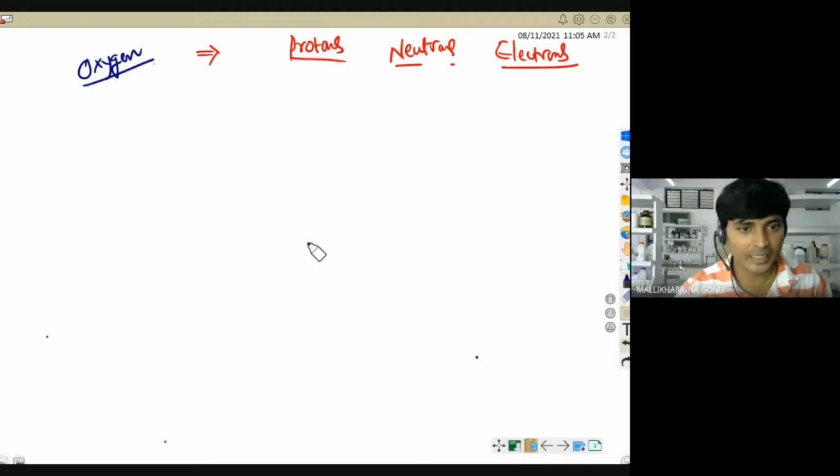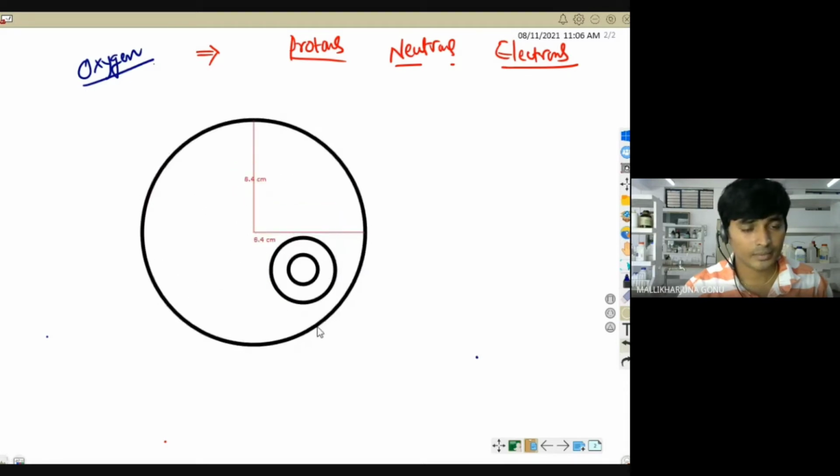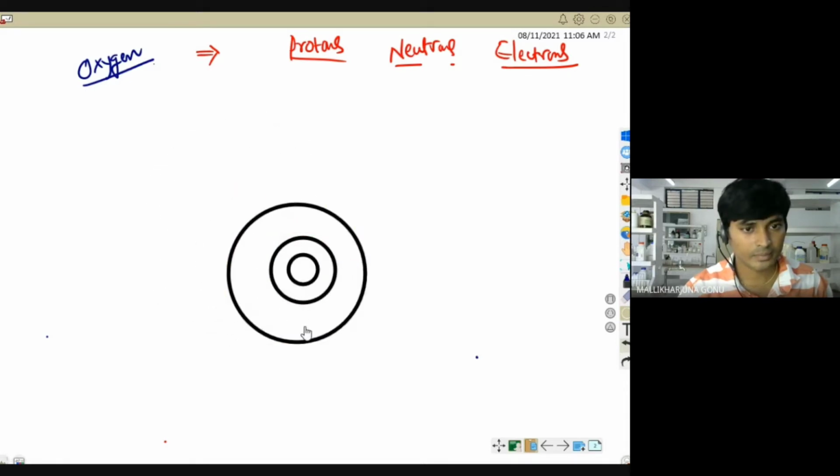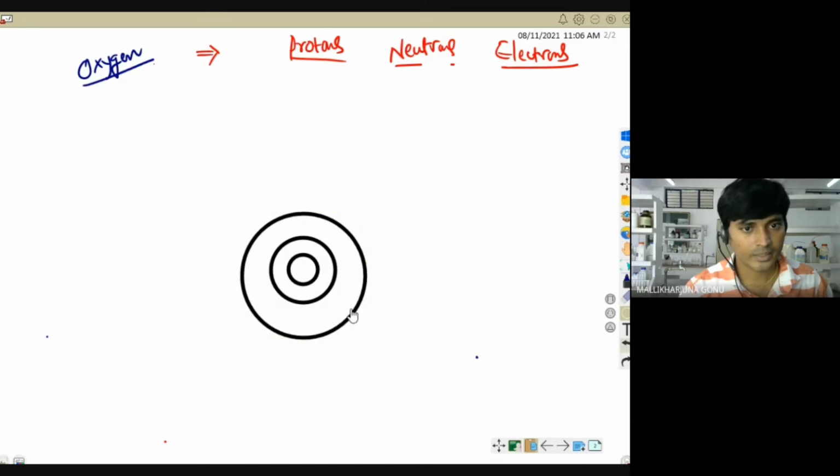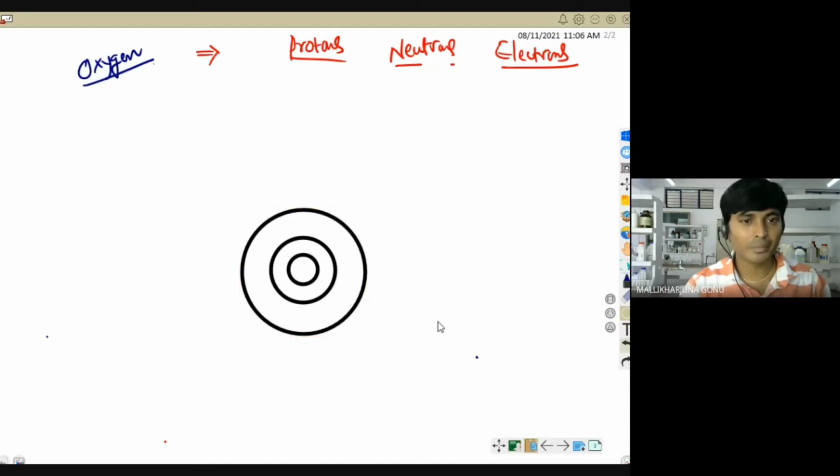So in this, basically, the nucleus will be there, and the first shell it is basically. This is the first shell, and another shell also will be there. Okay, like this, two shells. So why I am drawing like this? This we have discussed already.